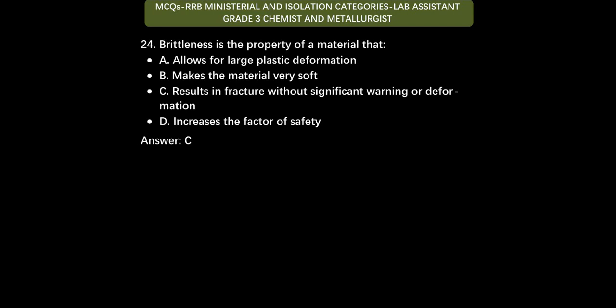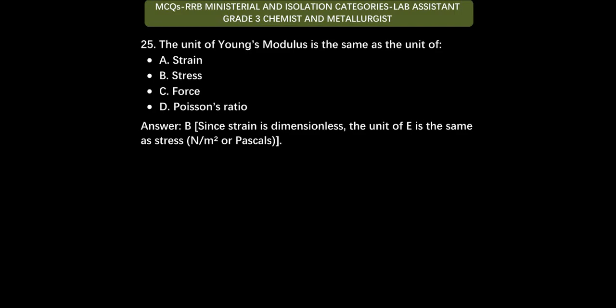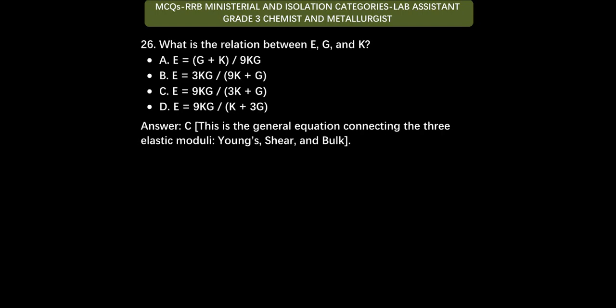Brittleness is the property of a material that, option C, results in fracture without significant warning or deformation. The unit of Young modulus is the same as the unit of option B, stress. What is the relationship between E, G and K? Option C.